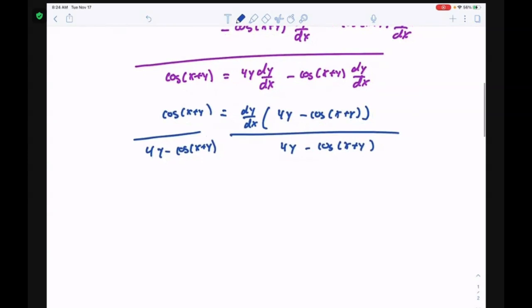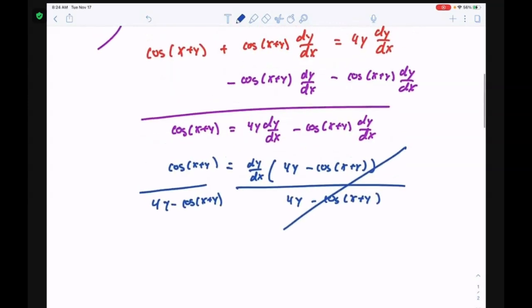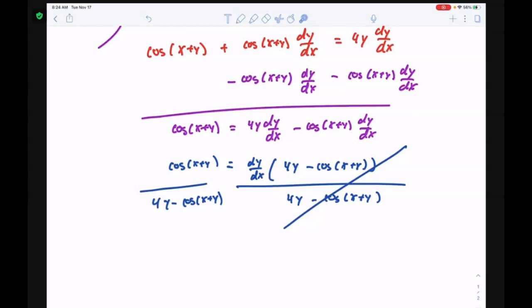And it's the same thing. Once you do enough of these problems, you know that when I move everything here and I get to here, and I know that I've moved all the dy/dx's to one side, I automatically go to factoring out the dy/dx because it's what makes me feel comfortable, and I know that's what happens every single time I do these problems. And so we get dy/dx equals cosine(x plus y) all over 4y minus cosine(x plus y).